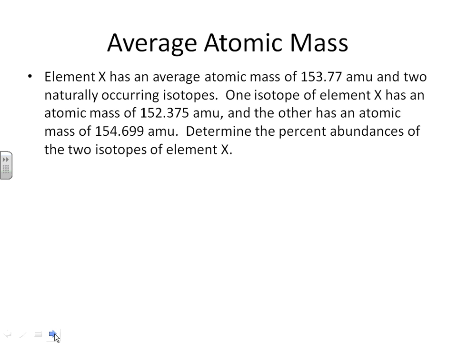Now, you might not have seen this type of problem in Regents chemistry, but it's still the same type of problem. What we're looking for is percent abundance rather than average atomic mass. So let's call the percent of the first isotope of element X, X. Well, what's the percent for the other isotope going to be?